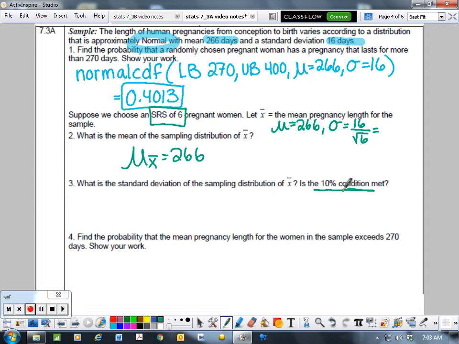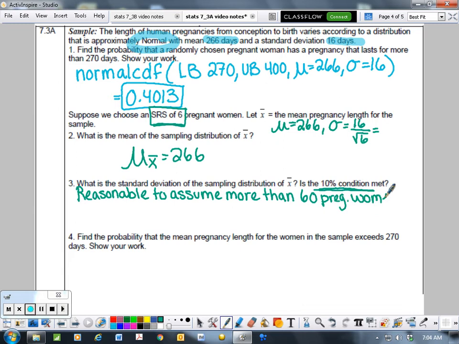Is the 10% condition met? Well, let's look at the 10% condition. Is it reasonable to assume that there are more than 60 pregnant women? Yes. And so that allows us to calculate the standard deviation of our sampling distribution, which should be 16 over the square root of 6, which is 6.53197267. Again, using as many decimals as possible to minimize that rounding error.